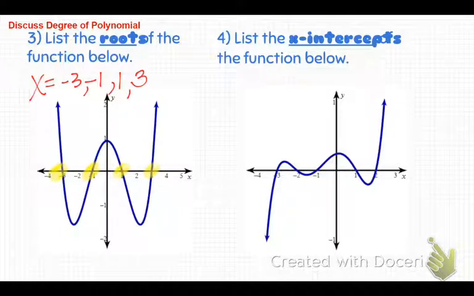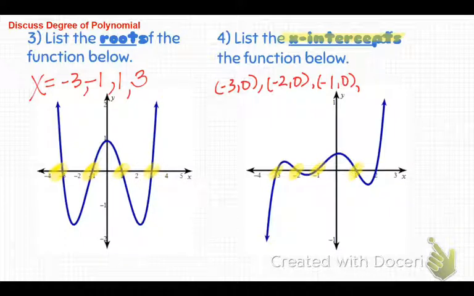So how do I list the x-intercepts? Am I asking for roots and zeros this time? No. So how do I write x-intercepts? -3, 0. How do I write my next one? -2, 0. -1, 0. What about my next one? +1, 0. And my last one? +2, 0. Does that make sense?